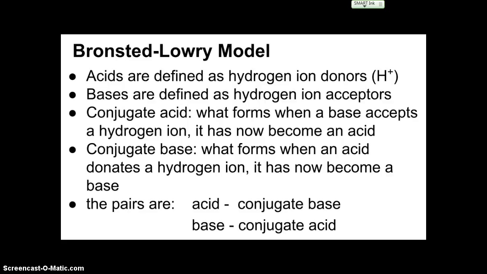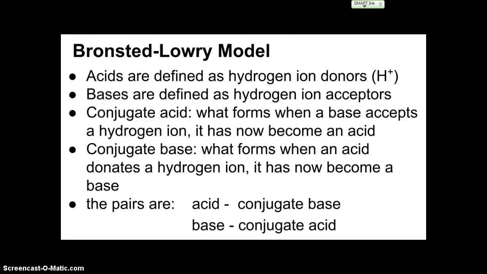And then they also have what are called conjugate acids and conjugate bases. And if you're taking a foreign language, you know that you conjugate verbs. Conjugate just means to transform or to become. So what becomes the acid, what becomes the base. So a conjugate acid is what forms when a base accepts a hydrogen ion, because if a base has the hydrogen ion, it's now become the acid.